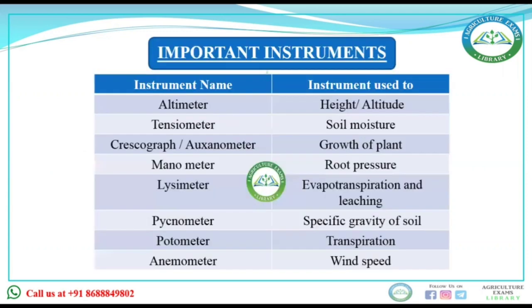See, you can see altimeter. It is used to measure the height or altitude. Tensiometer, soil moisture. Crescograph or oxygenometer, growth of plant. Manometer, root pressure. Lysimeter, it is used for evapotranspiration and leaching. Pycnometer, specific gravity. Photometer, transpiration. Anemometer, wind speed.